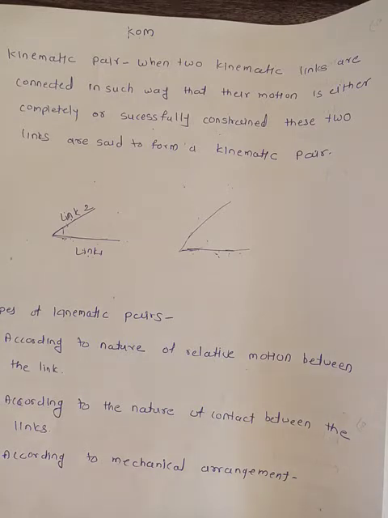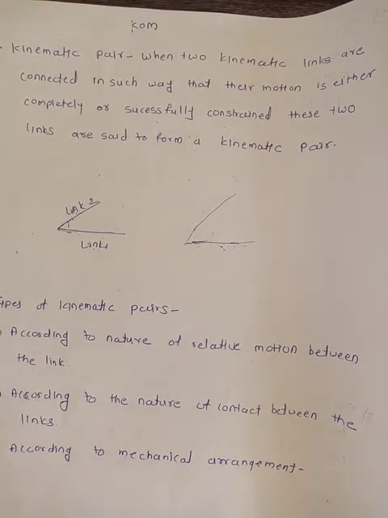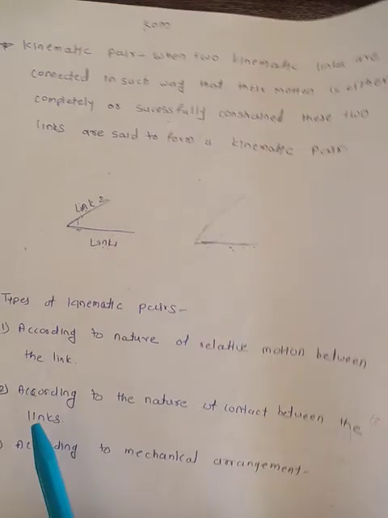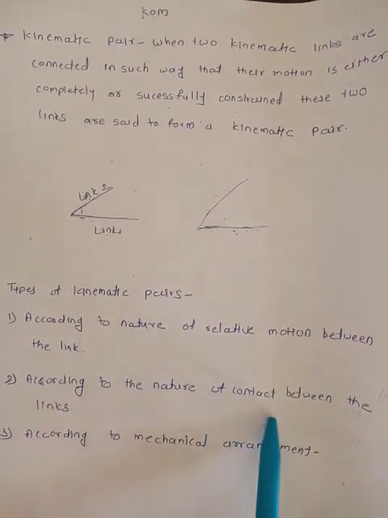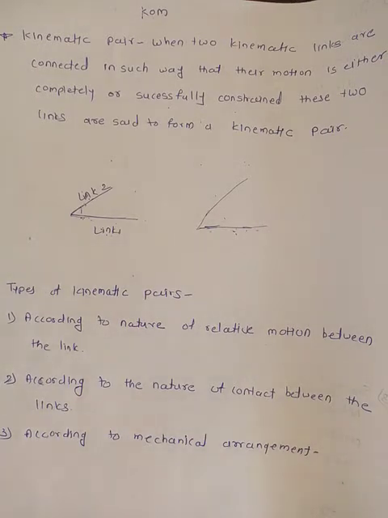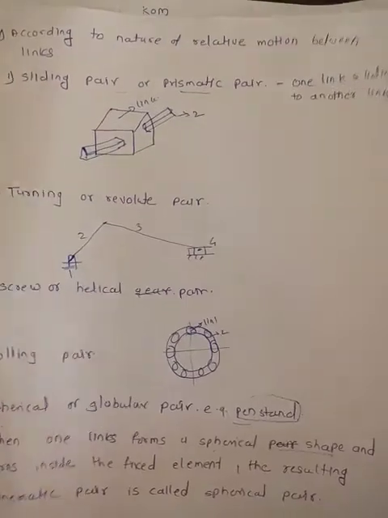There are three types of kinematic pair. The first is according to the nature of relative motion between the links. Second is according to the nature of contact between the links, and third is according to the mechanical arrangement. Out of these three types, we have seen that the first is according to the nature of relative motion between the links. There are five types. We have seen that in detail in the previous lecture.